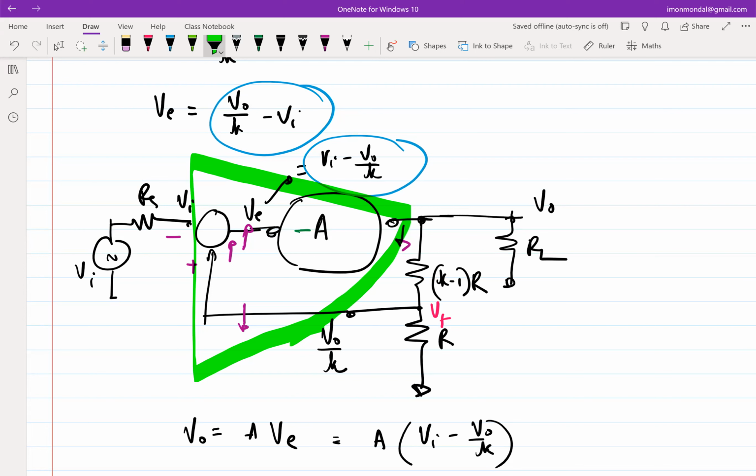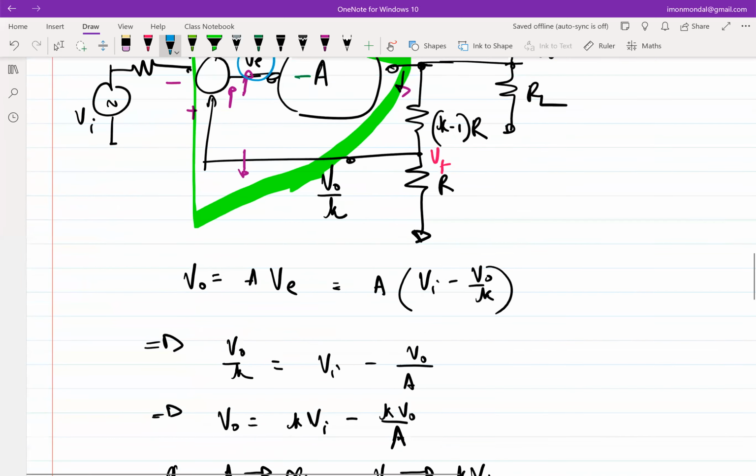One of the great things that happens is, what happens to VE if, let's say, A is infinity? VE will be tending to 0, right? Because ultimately VE in this case, you can see here, is (Vi minus V0 over K). If A tends to infinity, then V0 actually becomes K times Vi, which means VE tends to 0, right?